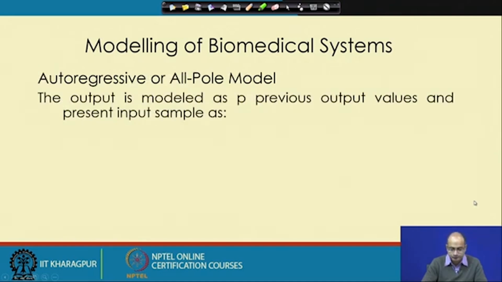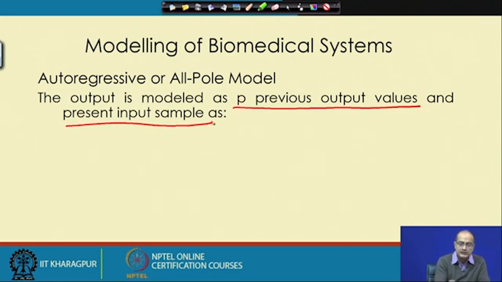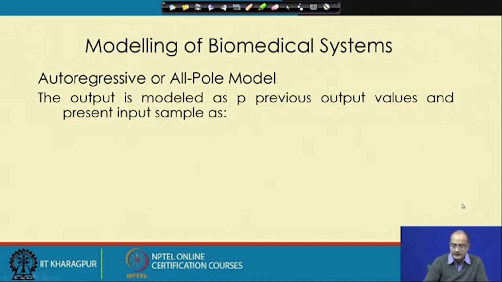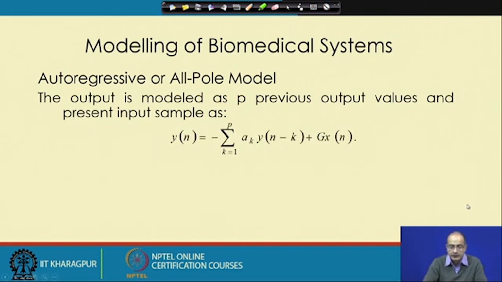Now, what we can do is look at one specific part of it. First we look at the AR part, or the all-pole model part, where the output is determined by the p previous output values and the present input sample. That is the way we take only a part of the ARMA process, and we call this the AR process. So, we are concentrating on that.